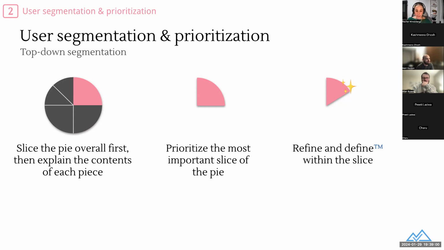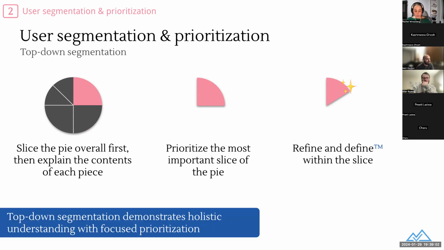Okay, makes sense. So top-down segmentation allows you, like, why am I spending time on showing you these pie charts? Something that I learned when I was actually preparing for consulting interviews, not even for product interviews. When you take a problem and you break it down this way, it demonstrates a holistic understanding and focused prioritization.